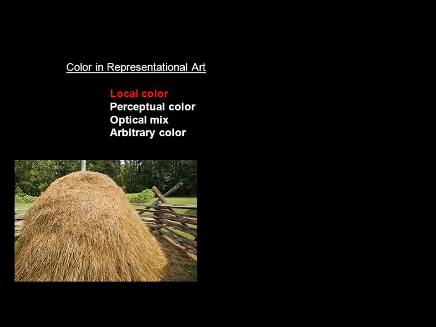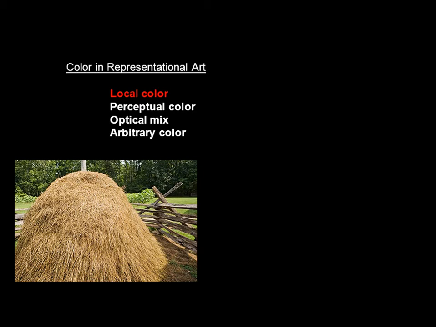Local color is the color things are. This banana is yellow, this apple is red, the car is blue. It's its actual hue. So if I show you the local color of this stack of hay, you could see this sort of yellowish brownish color. That is its local color.